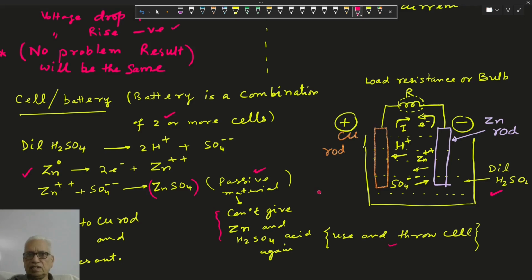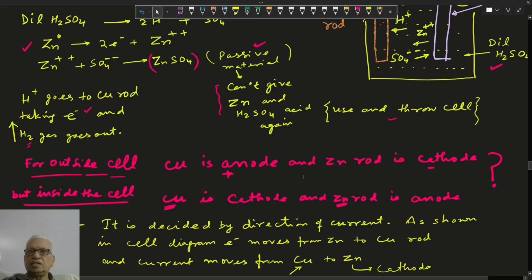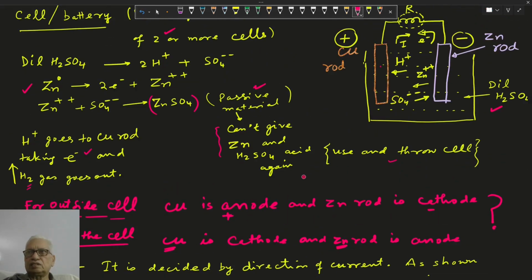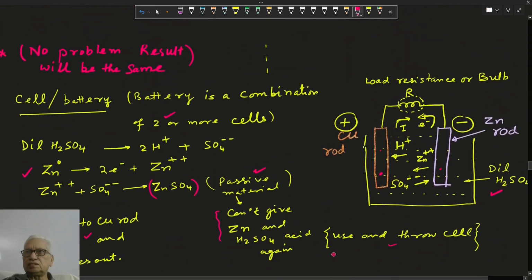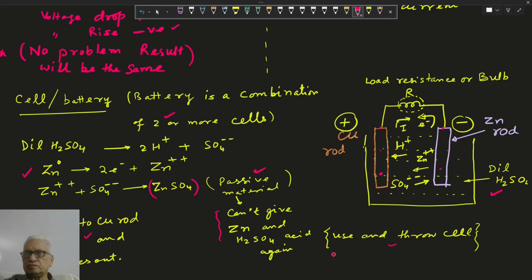Here the hydrogen ion goes to the copper rod, takes an electron, becomes a hydrogen atom and then hydrogen gas, which goes out. For the outside circuit, copper is the anode and zinc is the cathode. Inside this cell, zinc is the anode and copper is the cathode. It depends on the direction of current. Outside the cell, current is flowing from copper to zinc, while electrons move in the opposite direction, from zinc to copper. So in the external resistance or bulb, current flows from copper to zinc, so copper is the anode.